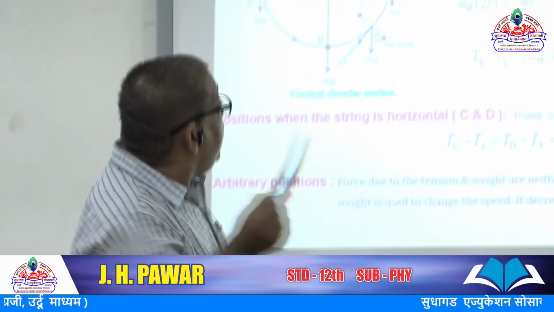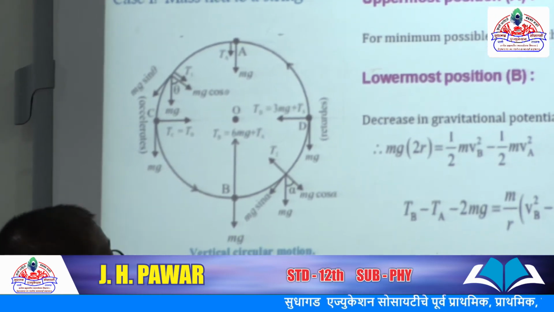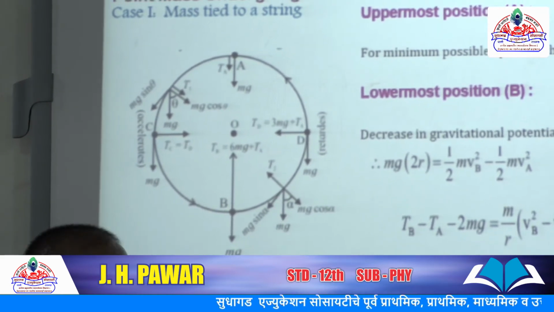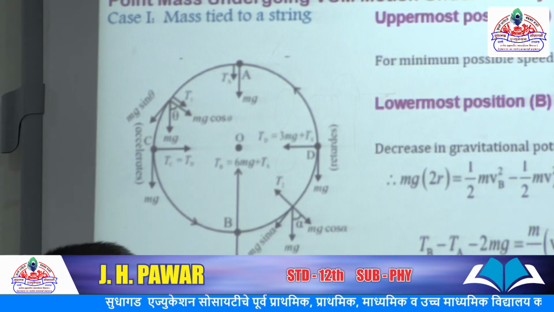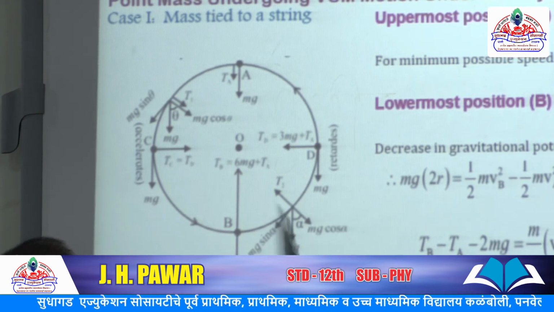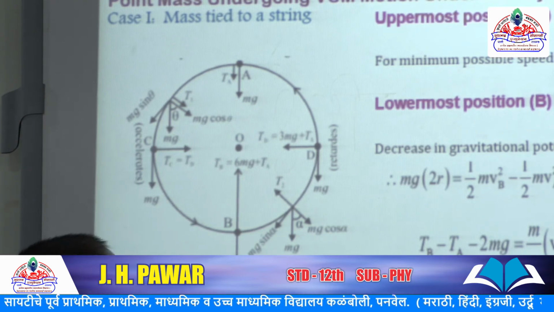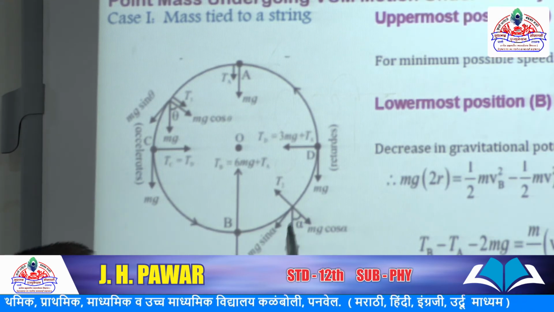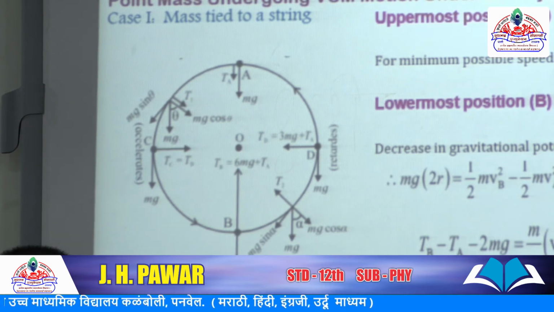So look at this position we considered here. The weight is resolved into two components: mg cos alpha and mg sin alpha. Instead of alpha you can take theta also; different angles are there. These two components are there.